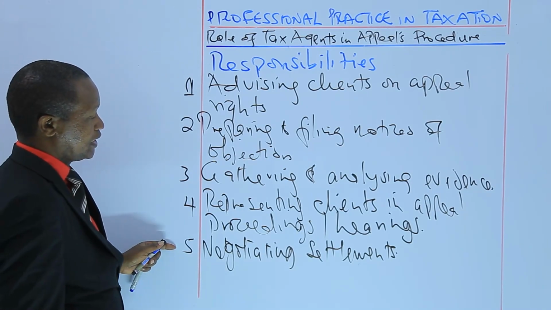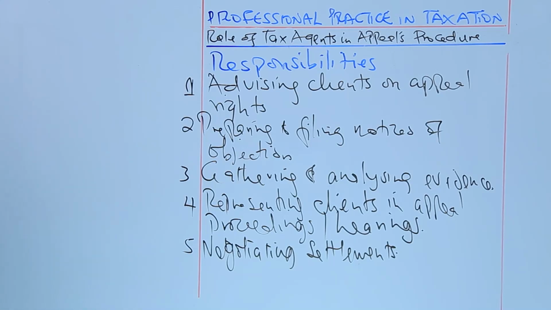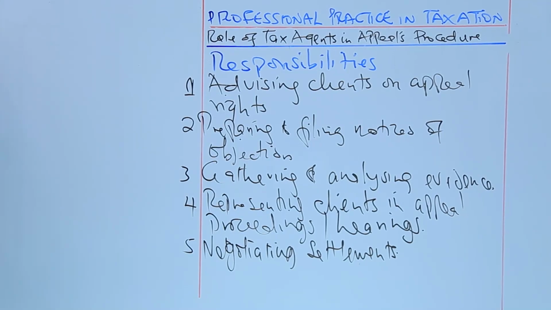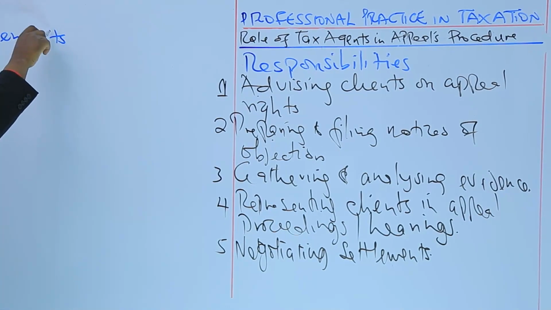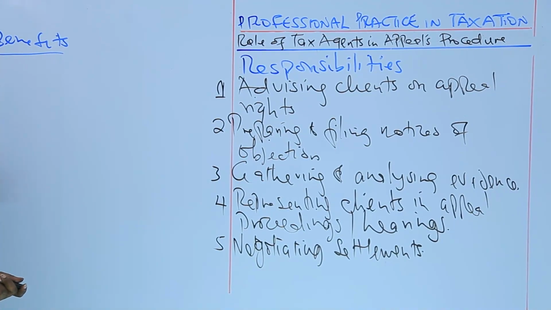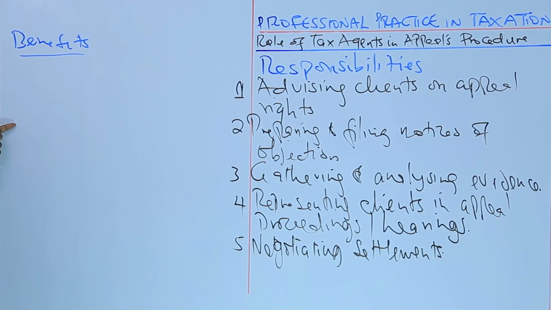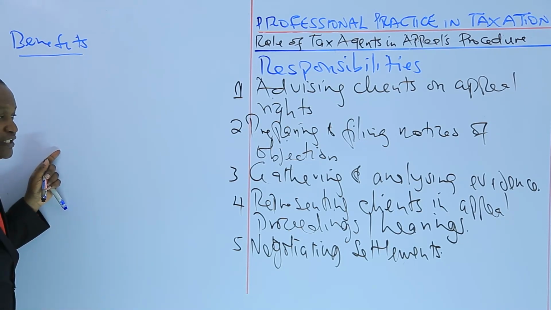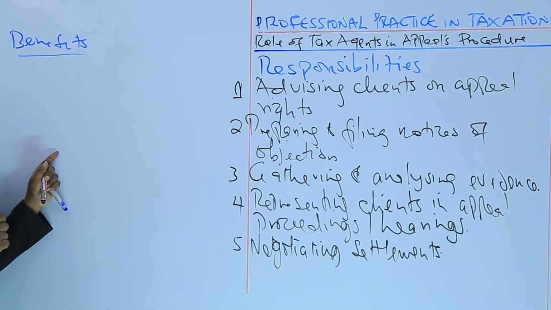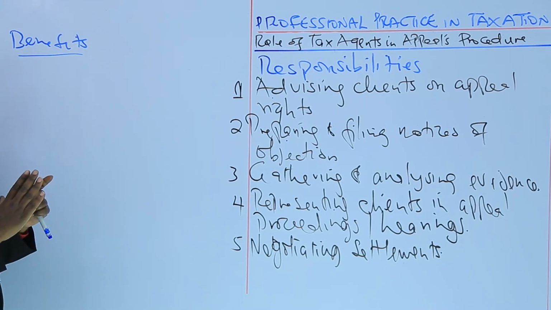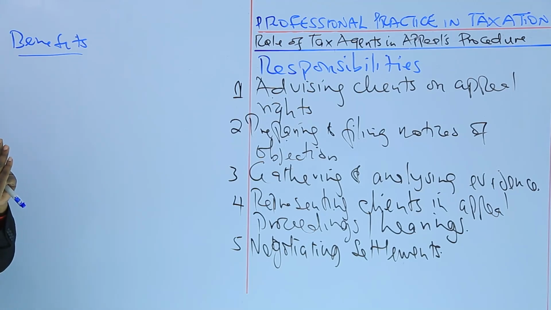We're now going to highlight the benefits of tax agent representation in appeals. What are the benefits of tax agent representation in appeals? Now, candidates, taxpayers can benefit significantly from engaging a tax agent to represent them in appeals, because tax agents provide many benefits or advantages. They provide advantages to the taxpayer.